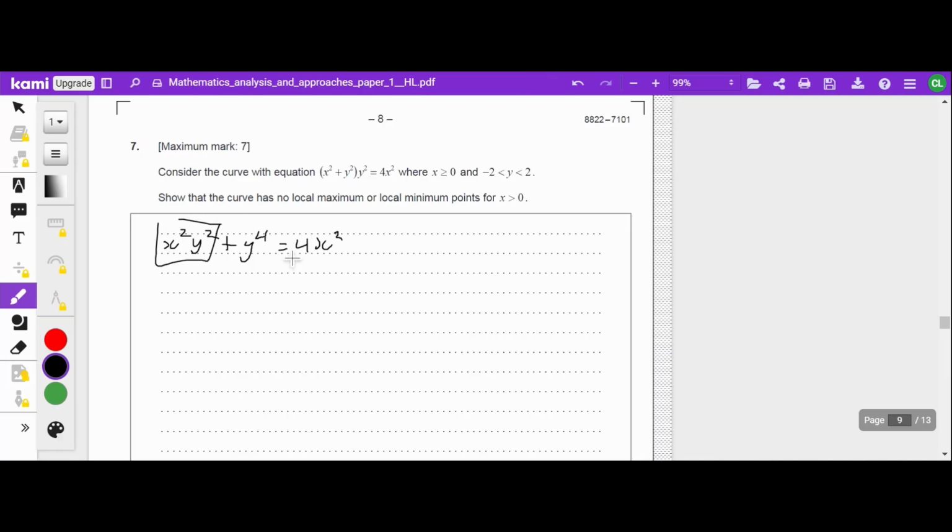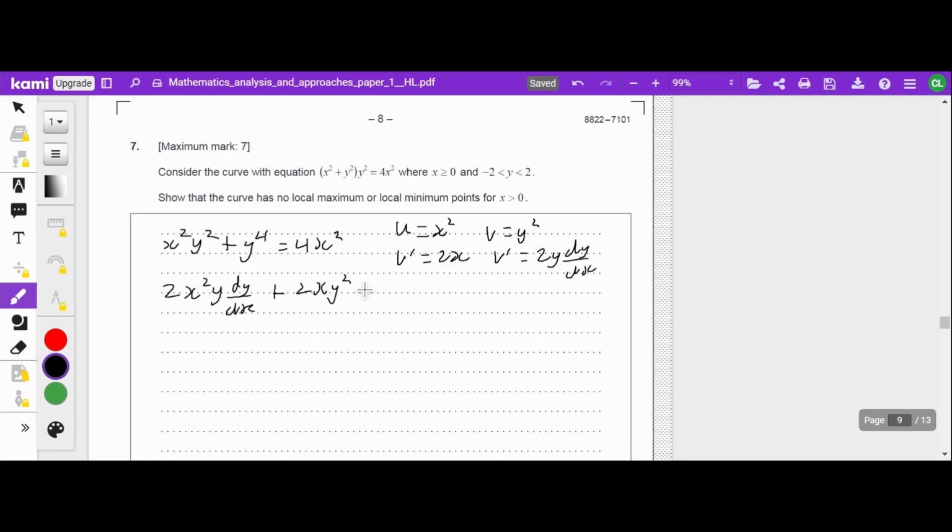Because there's x² times y², we'll need to use product rule. So u = x², u' = 2x, and then v = y², v' = 2y dy/dx, because remember, implicit differentiation. So x²y² becomes 2x²y dy/dx + 2xy², and then y⁴ becomes 4y³ dy/dx, equals the derivative of 4x², which is 8x.